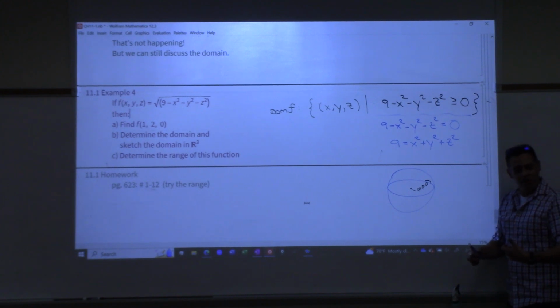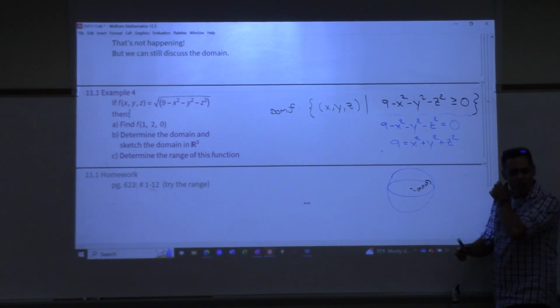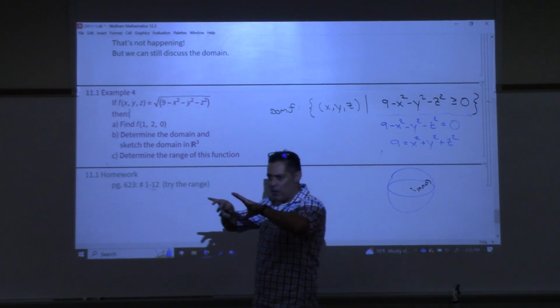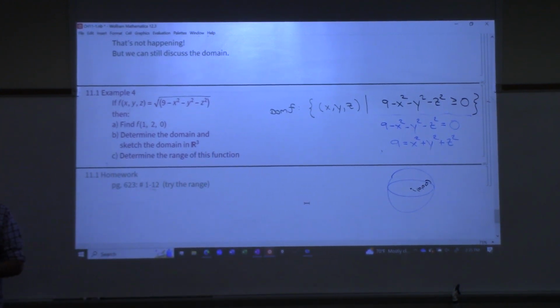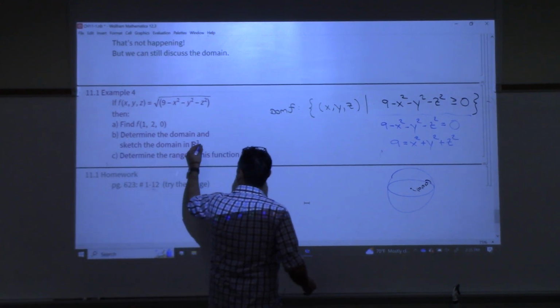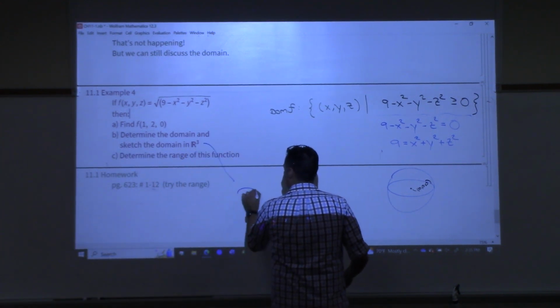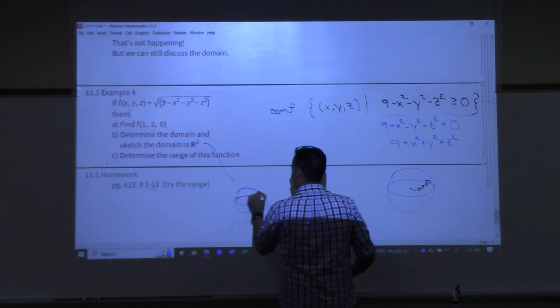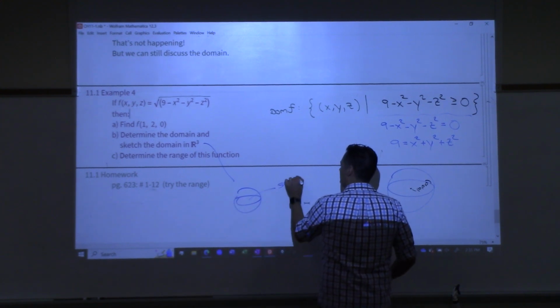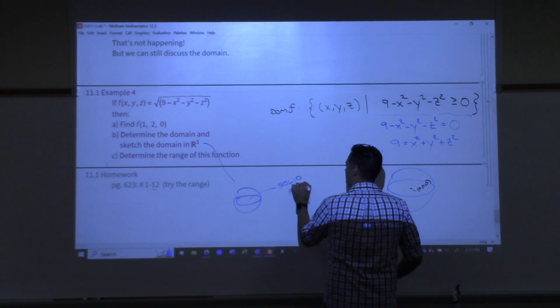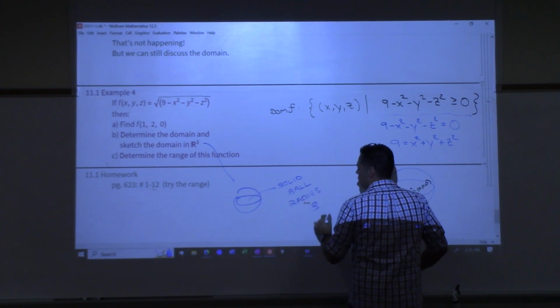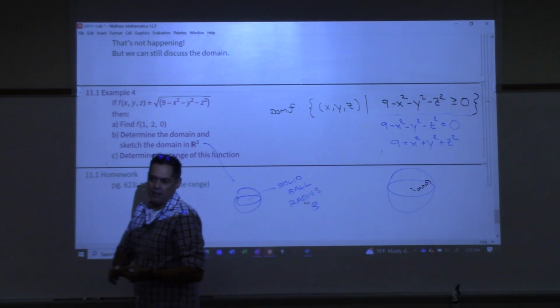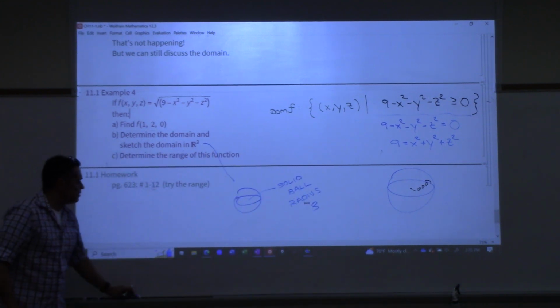which means it's a ball. So that's the language difference. A sphere is just the points on the edge. The solid ball is everything on the surface and everything inside. So if we wanted to sketch this domain, it would be this solid ball, radius 3, centered at the origin. I think that's obvious.